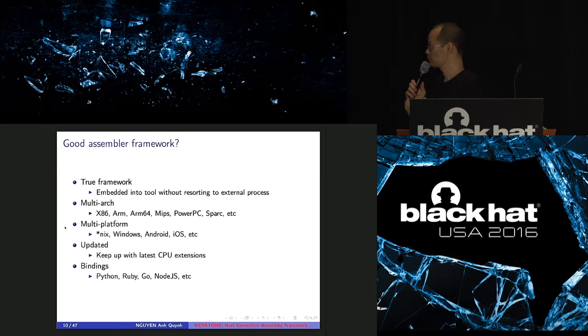A good framework should support not only Intel CPUs, but other architectures: ARM, ARM64, MIPS, PowerPC, Sparc, and so on. It should work everywhere on all kinds of OS: Windows, Unix, Linux, iOS, Android, and so on. It should be updated and support the latest instructions on those CPUs. And it should support many binding languages so you can easily build your tools on top of that, in Python, Ruby, Go, JavaScript, and so on.